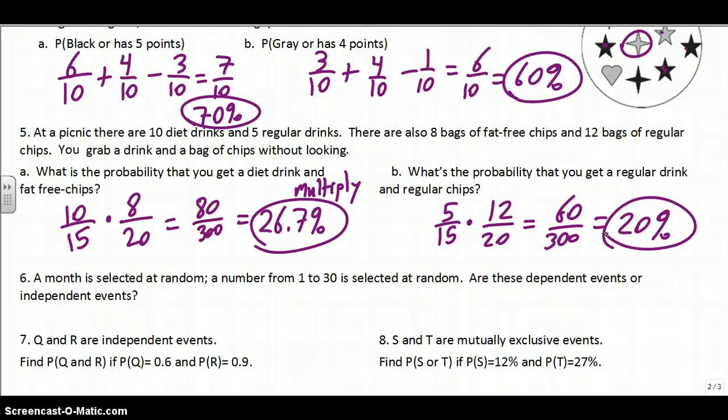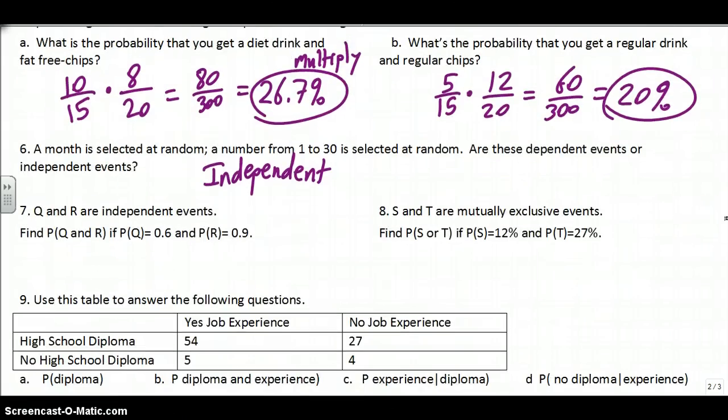A month is selected at random. A number from 1 to 30 is selected at random. Are these dependent or independent events? Well, let's think about it. I'm just going to choose a month at random. We'll just go with September. It's a good month. A number from 1 to 30, we will select 5. Do those two have anything to do with each other? Nope, they're independent. It's tempting to want to say they're dependent because you think 1 to 30 would be the days of the month, but that's not true. It's just a random number.